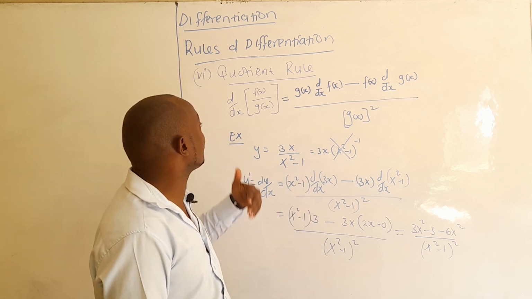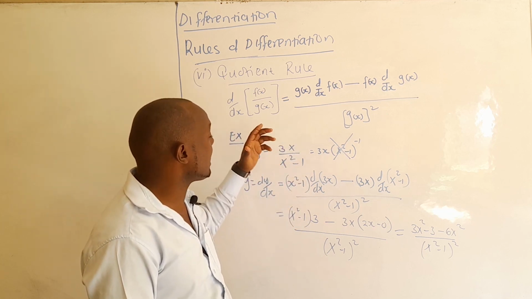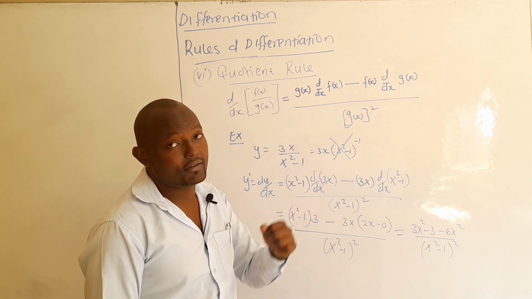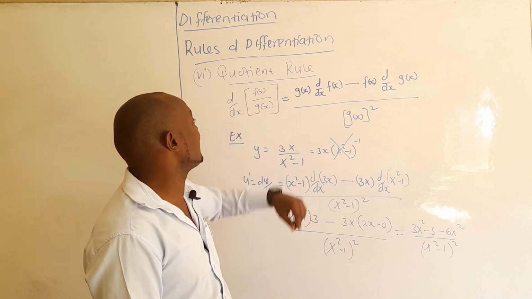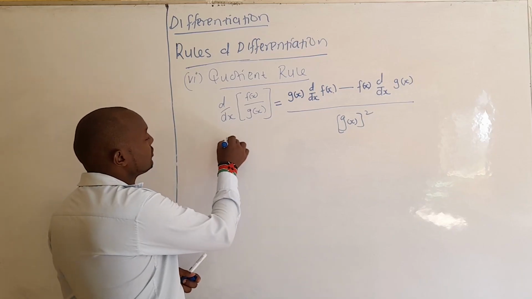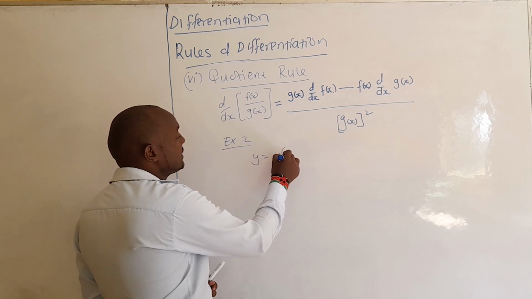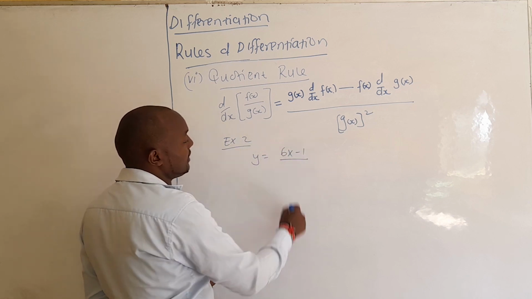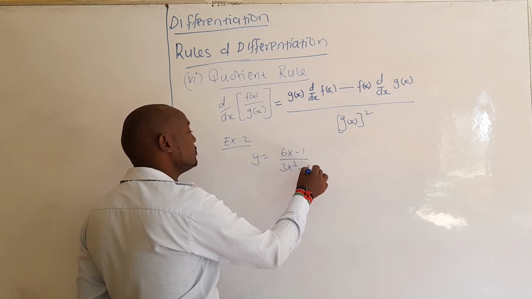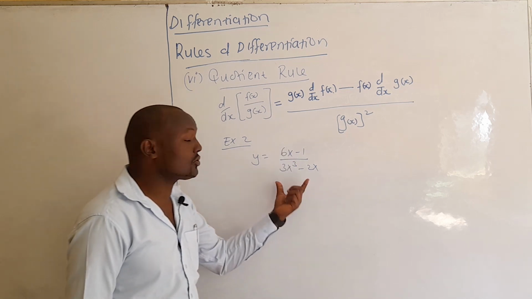We shall look at more examples on the same when it comes to quotient rule. Maybe we can do another example before we look at our last but not least rule for today, which will be our chain rule. Example 2. On the same, maybe you have y is equal to 6x minus 1 all over 3x cubed minus 2x. I hope it's not related to the other one. So we want to differentiate this one.